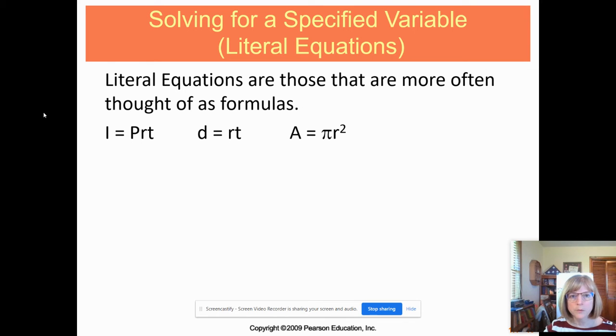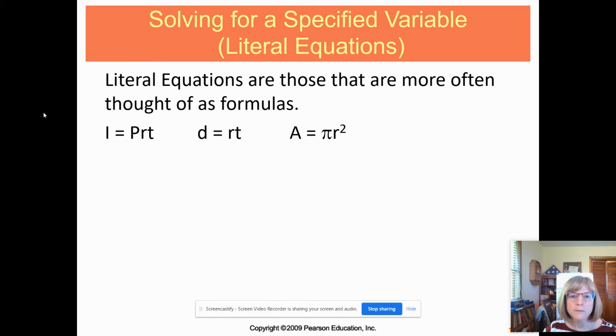In this video, we will go over how to solve a literal equation. So what is a literal equation? A literal equation is like a formula. There's many variables, and the variable that you choose to see as a variable depends on what you're looking for.